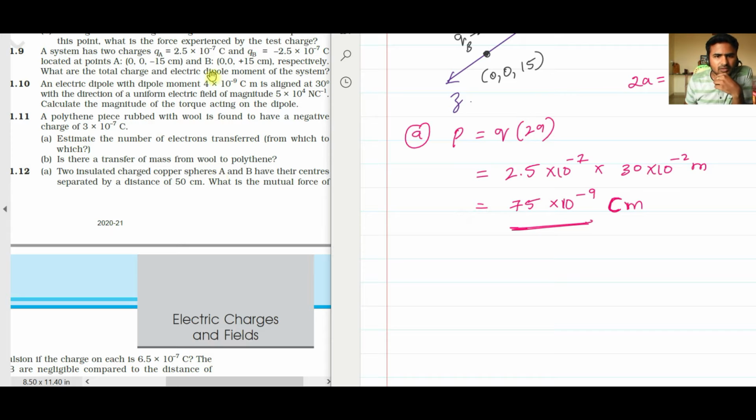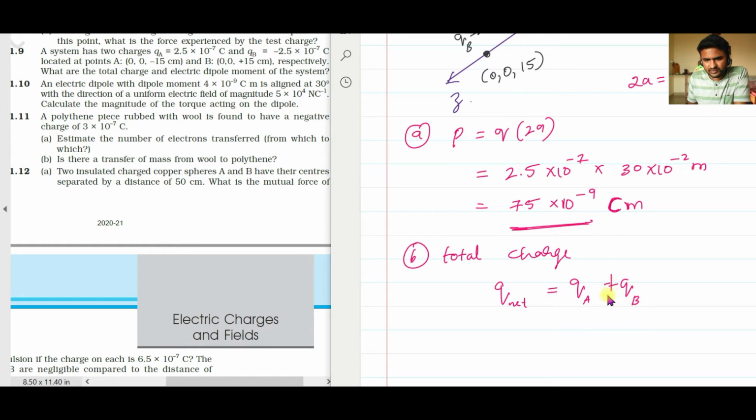Okay, and what else are they asking? What are the total charge and the electric dipole moment? So we have found the electric dipole moment, and the total charge is what? 0, right? Because it is two equal and opposite charges. The total charge of the system is nothing but qa plus qb, the net charge. Qa is positive and qb is negative. When you add both of them, the net charge is going to be 0. So always remember, whenever you have an electric dipole, the net charge is always going to be 0, because it's two equal and opposite charges.